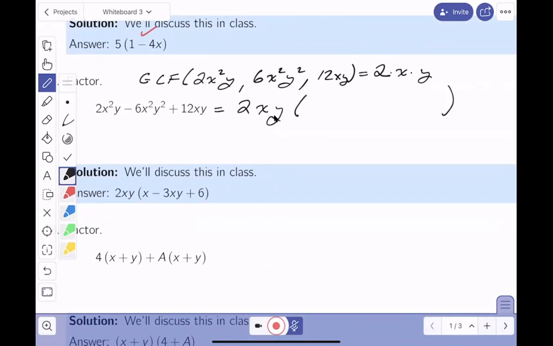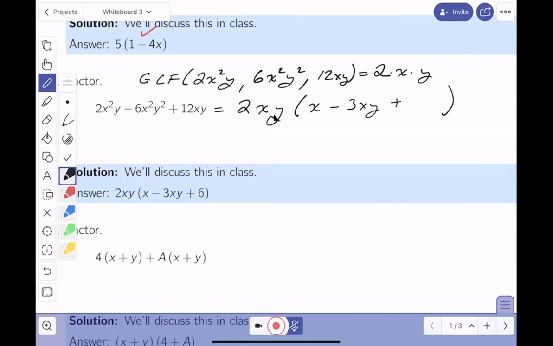Here comes the tough part. What's left over? Well, look at the first term. It's 2x squared y. Well, you don't need a 2. You already have a 2, but you need a factor of x. We'll check this later, by the way. Minus, well, I need a 3 because 2 times 3 is 6. And then I need an x because I need an x squared. I need a y because I need a y squared.